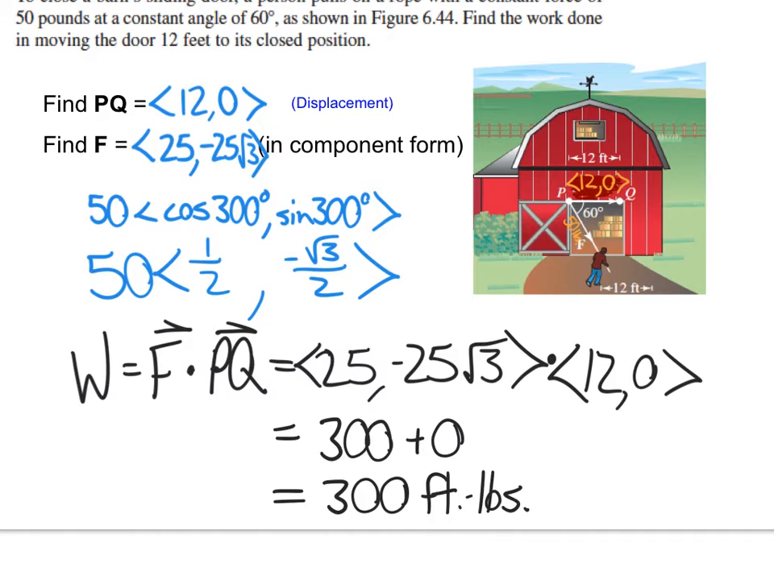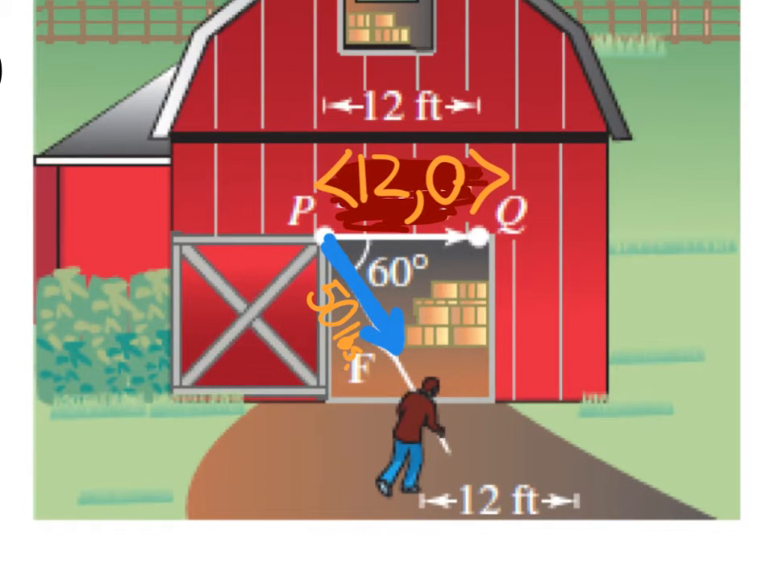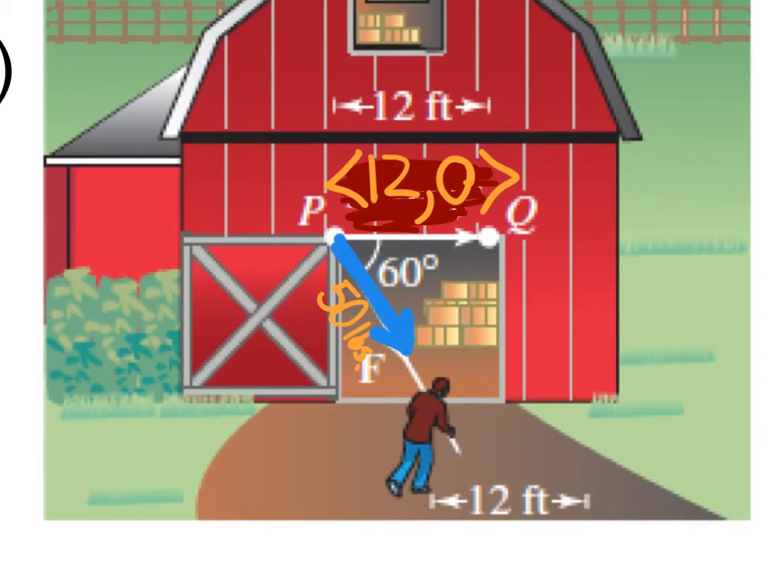The component form, the 25, negative 25 root 3, is that on the diagram? What does that represent? It's on this vector right here in component form. If we look closer at this, this is 25 pounds, and this is negative 25 root 3. That's what the component form is telling us.